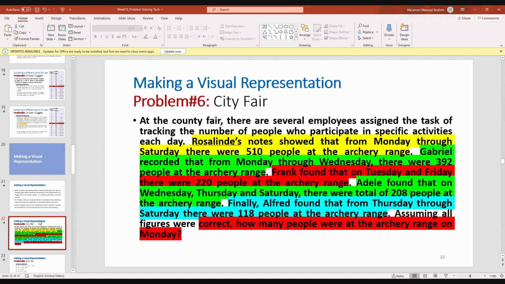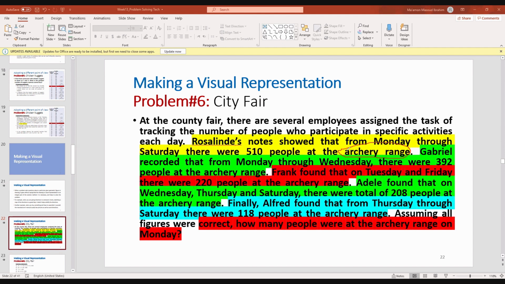Problem number 6, city fair. At the country fair, there are several employees assigned the task of tracking the number of people who participate in a specific activity each day. So there is an activity and there are some employees who know some information about this activity and know the number of people who participated in some days or in a range of days. This activity was at the archery range. Archery range, which is a place for shooting arrows.